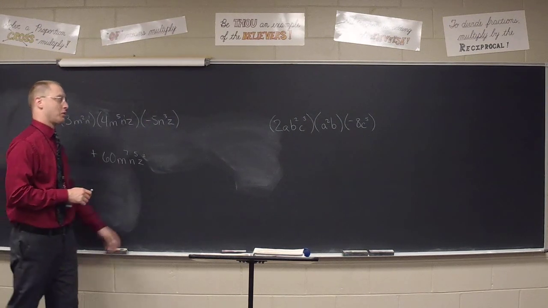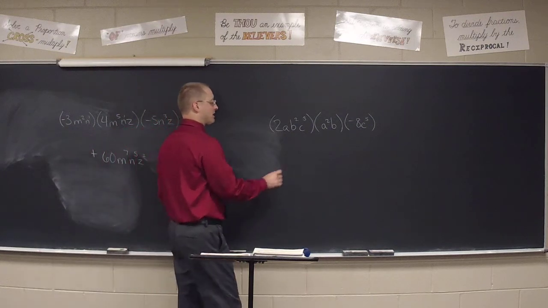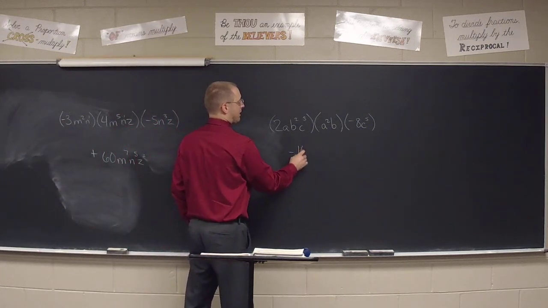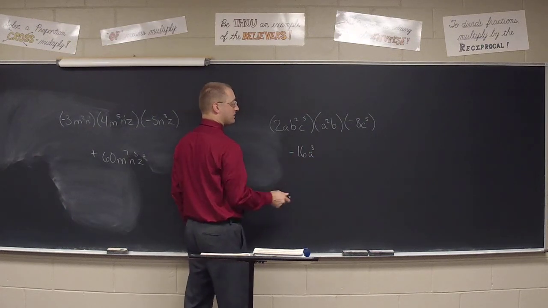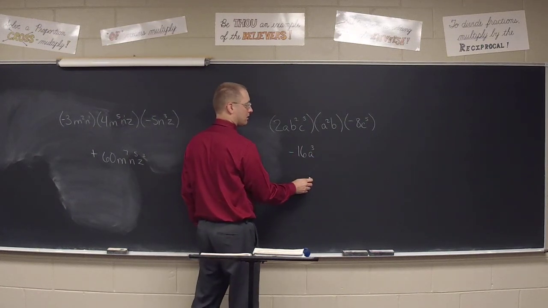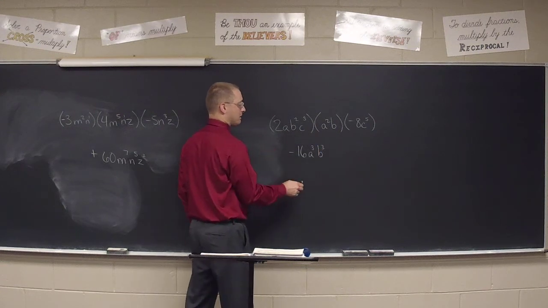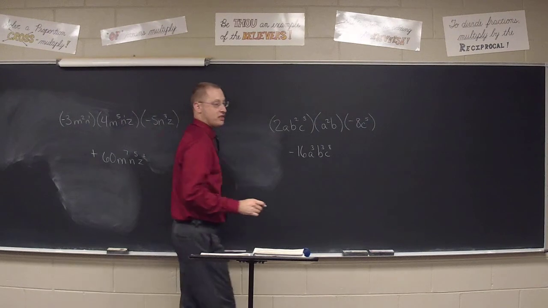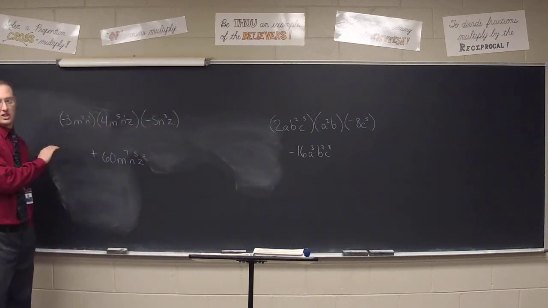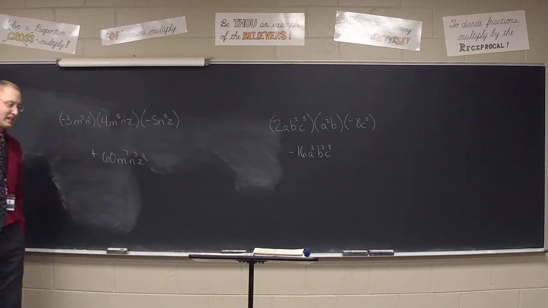On the next one, Joshua, what's my sign? Negative. My number? 16. My A ends up being 8B, my B ends up being B cubed, and my C ends up being C to the 8. And we're done just that fast. All right, questions on this? All right, next thing in your notes.